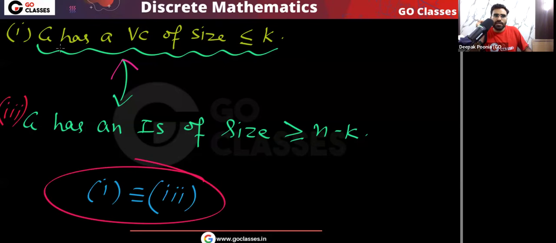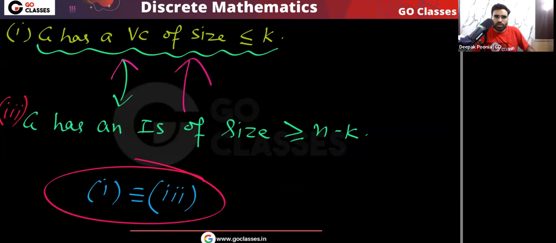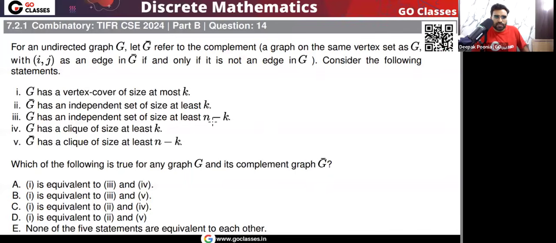We have proven that if the graph G has a vertex cover of size at most k, then graph G has an independent set of size at least n minus k. And the other direction also we have proven: if the graph G has an independent set of size at least n minus k, then the graph G will have a vertex cover of size at most k. So you can see the first statement implies the third statement, which implies the first statement. The proof we have seen, proven. Very simple. I hope you understood. So I can say that the first statement is definitely equivalent to the third statement.